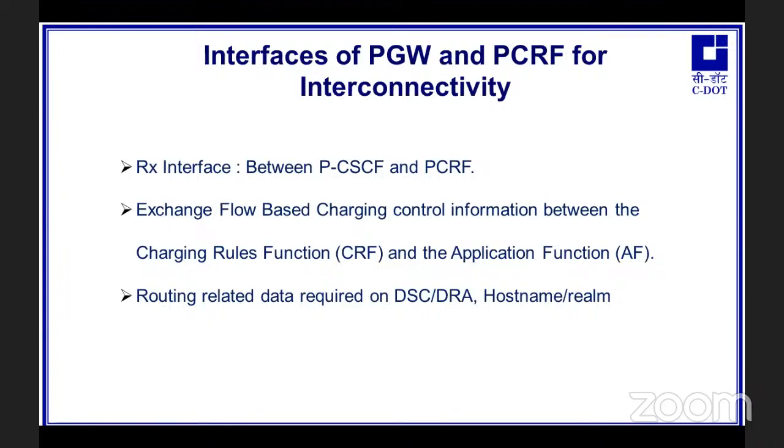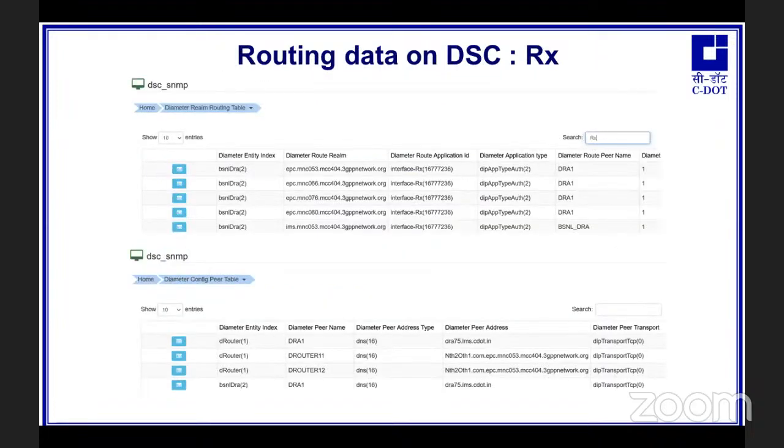And there is an Rx interface for VoLTE services. That means the Rx interface is between PCSCF and PCRF. So for the Rx interface, we are connecting our PCRF with the existing PCSCF of BSNL. So exchange flow and charging control things are all going over this interface, and routing related data needs to be configured once again for the DRA and DSC depending on the host name and realm element, whatever is available at that circle. So these are the DSC things that we have configured.